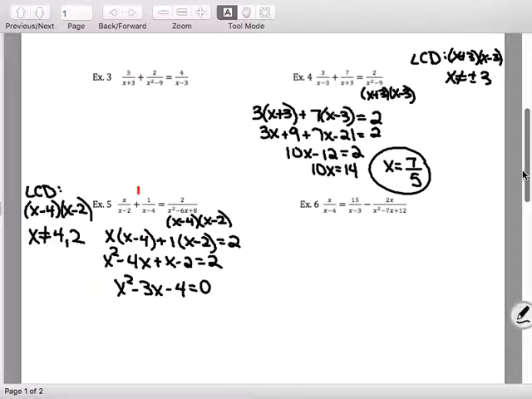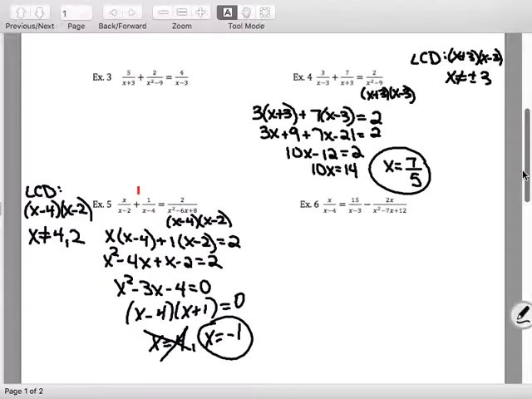I'm looking for two numbers that multiply to negative 4 but add to negative 3. Yeah. Negative 4 and positive 1. If you can read it off, I get x is 4 or x is negative 1. Uh-oh. Yes, I've got an extraneous solution happening here with x equals 4. So I cross that one out, and it's only x equals negative 1.